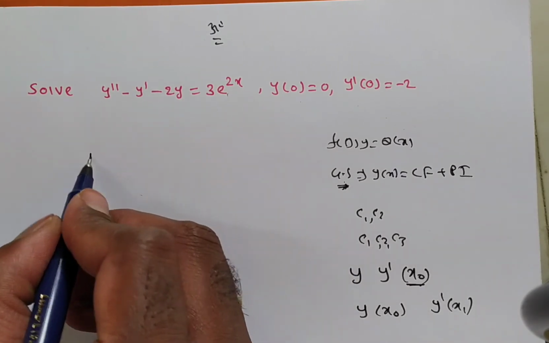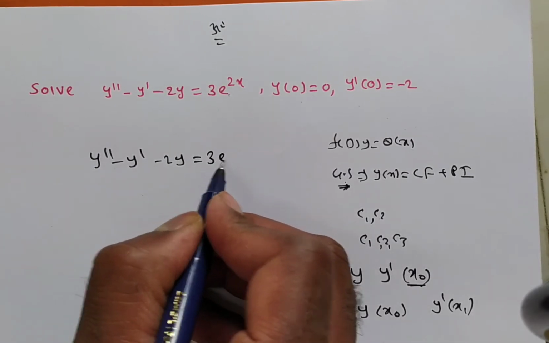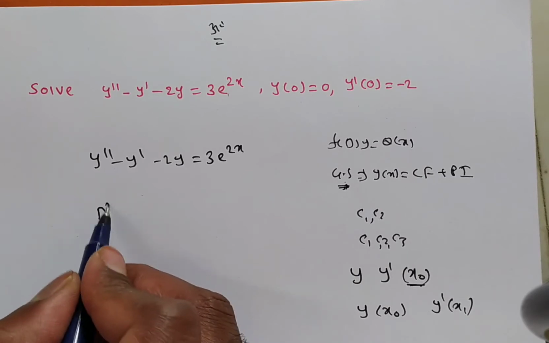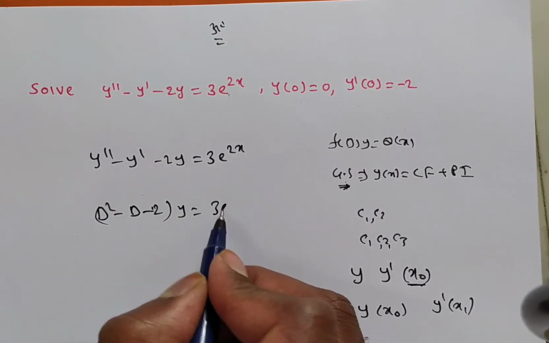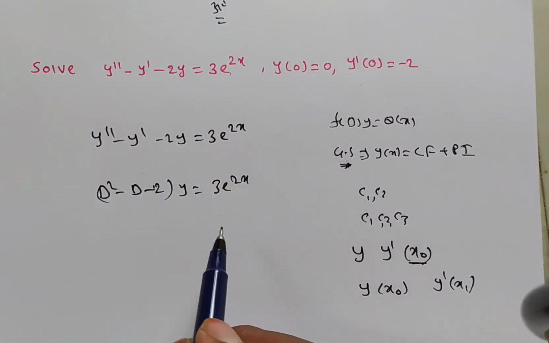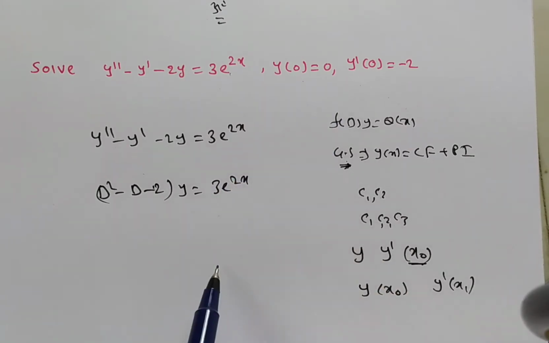Now the given problem is y double dash minus y dash minus 2y is equal to 3 into e to the power of 2x. Now we have to write it in the operator form. Then we will have D square minus D minus 2 into y is equal to 3 e to the power of 2x. Of course the conditions are there. First we will write the general solution. We will solve for the general solution and then only we will go for the initial conditions.